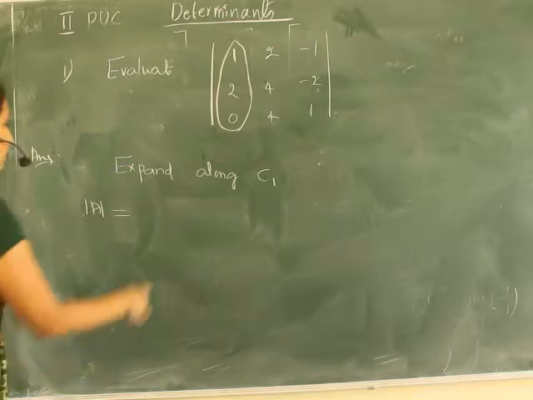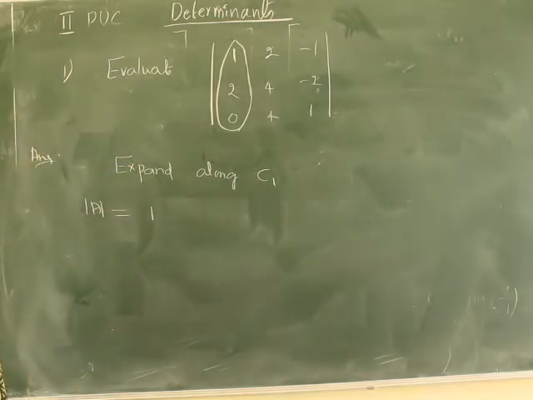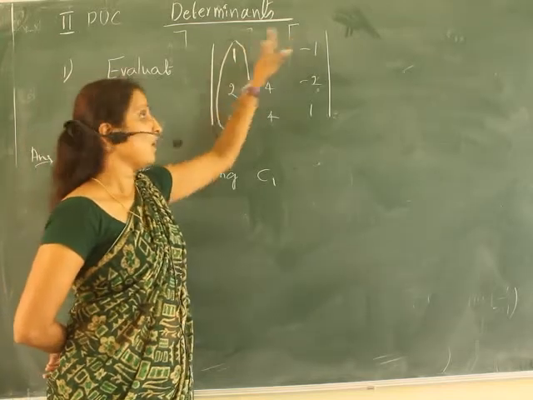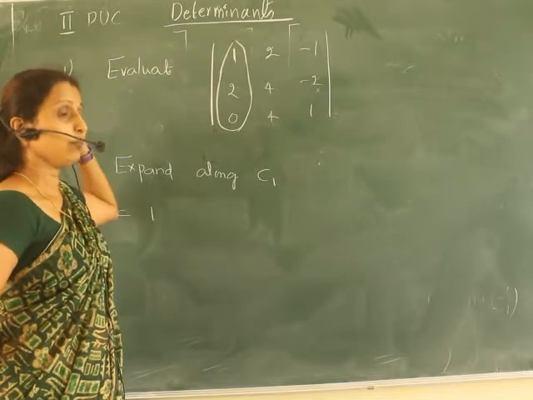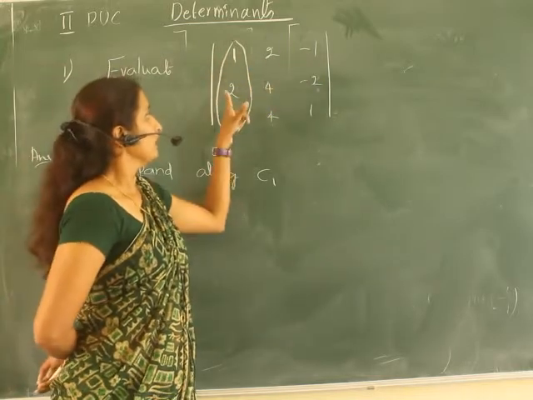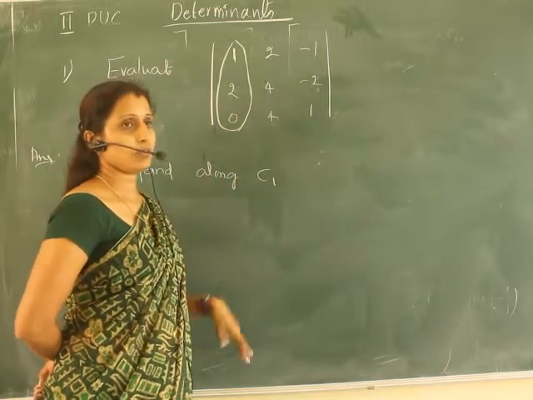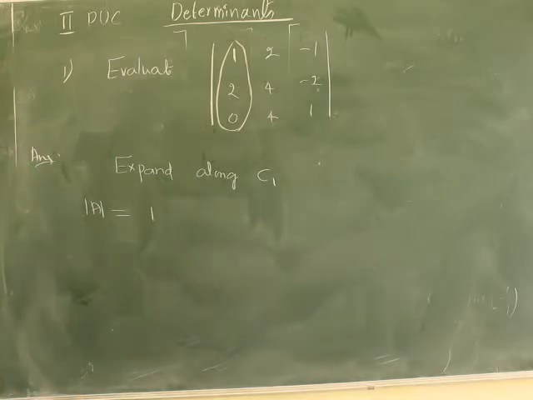So first is the element 1 into, as I have already told, there is no need to write minus 1 to the power i plus j. Now it is a column, so the signs are plus minus plus. So you remember plus minus plus, again minus plus minus. That is obtained by minus 1 to the power i plus j, the position of that element in the matrix. From that we can get that sign.